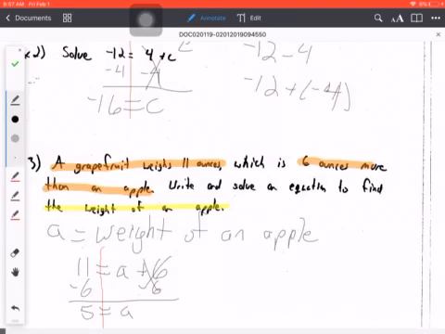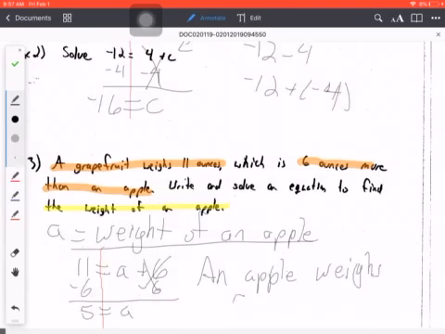Now, with any word problem, each number represents something. So I know that a is 5, but I know that a is also the weight of the apple. That's what we came up with here. So I would say an apple weighs 5, because that's what we came up with here. And the units in this problem are going to be ounces.